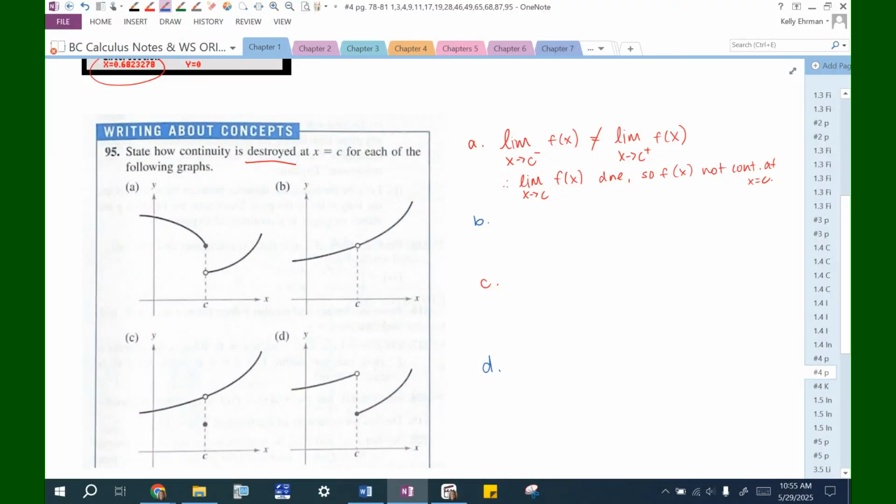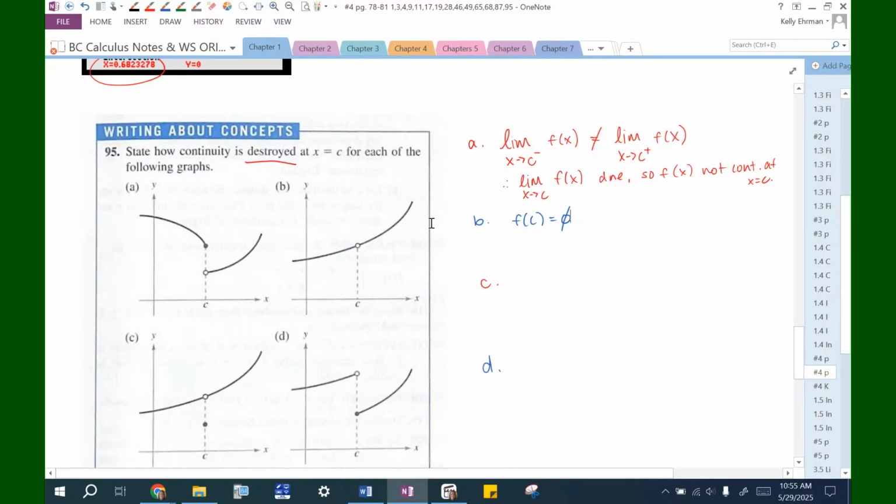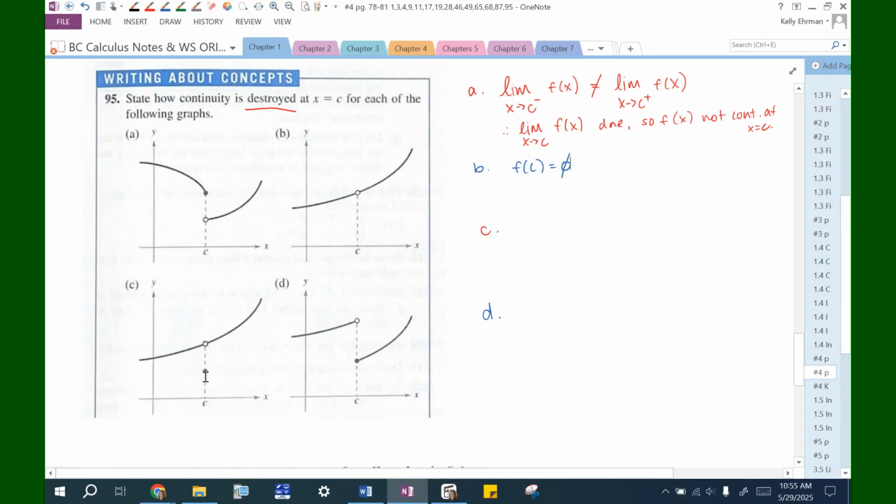I don't know. Why isn't there a continuity at part B? Because f of c does not exist. I'm going for shorter explanations here on these. Remember, our three things for continuity: the limit has to exist, the function value has to exist, and the limit has to match the function value. For part C, the limit doesn't match the function value. So the limit as x approaches c of f of x is not equal to f of c.